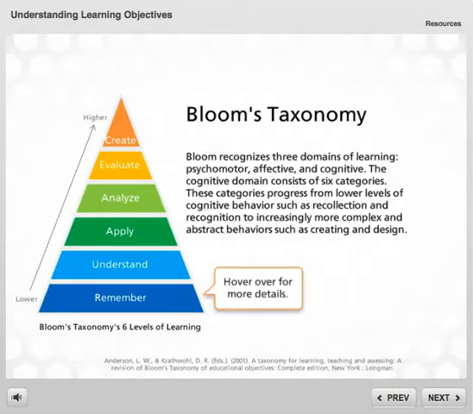Hover over each of the levels to the left to learn more details. Once you are done, click the Next button to continue.